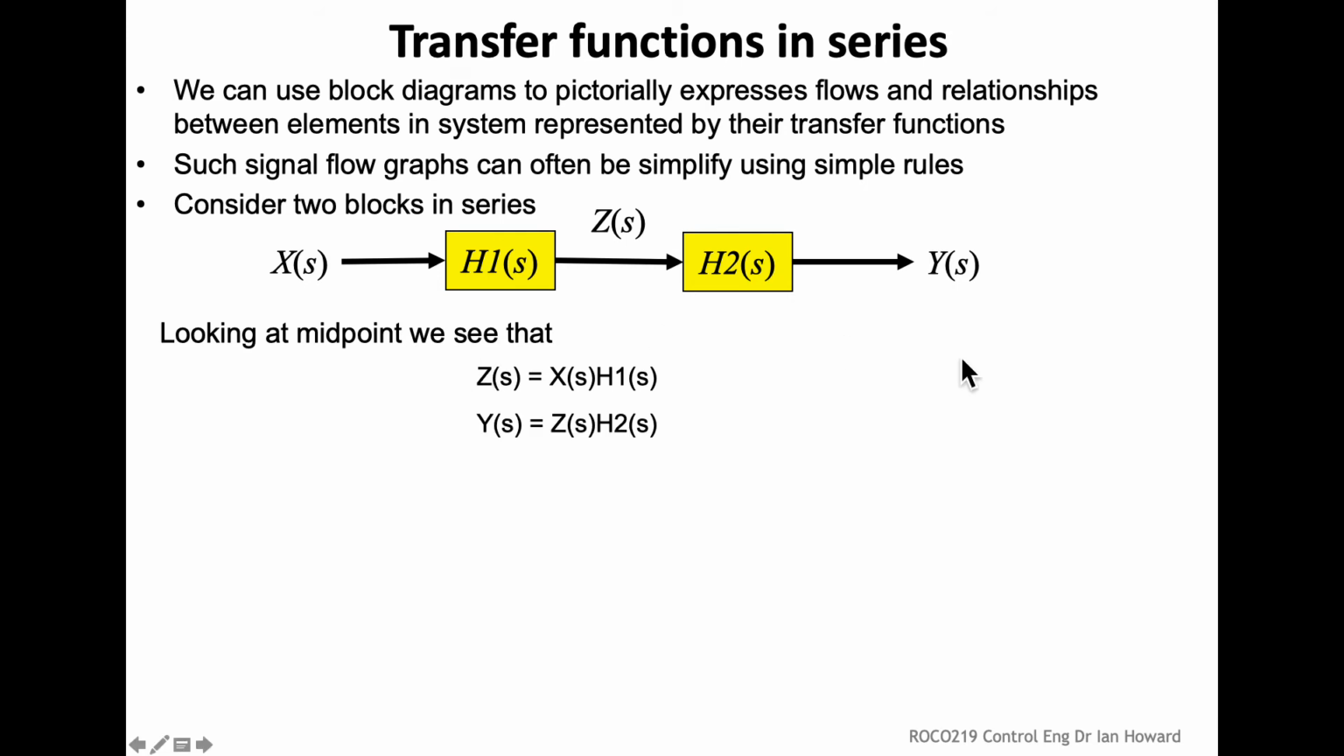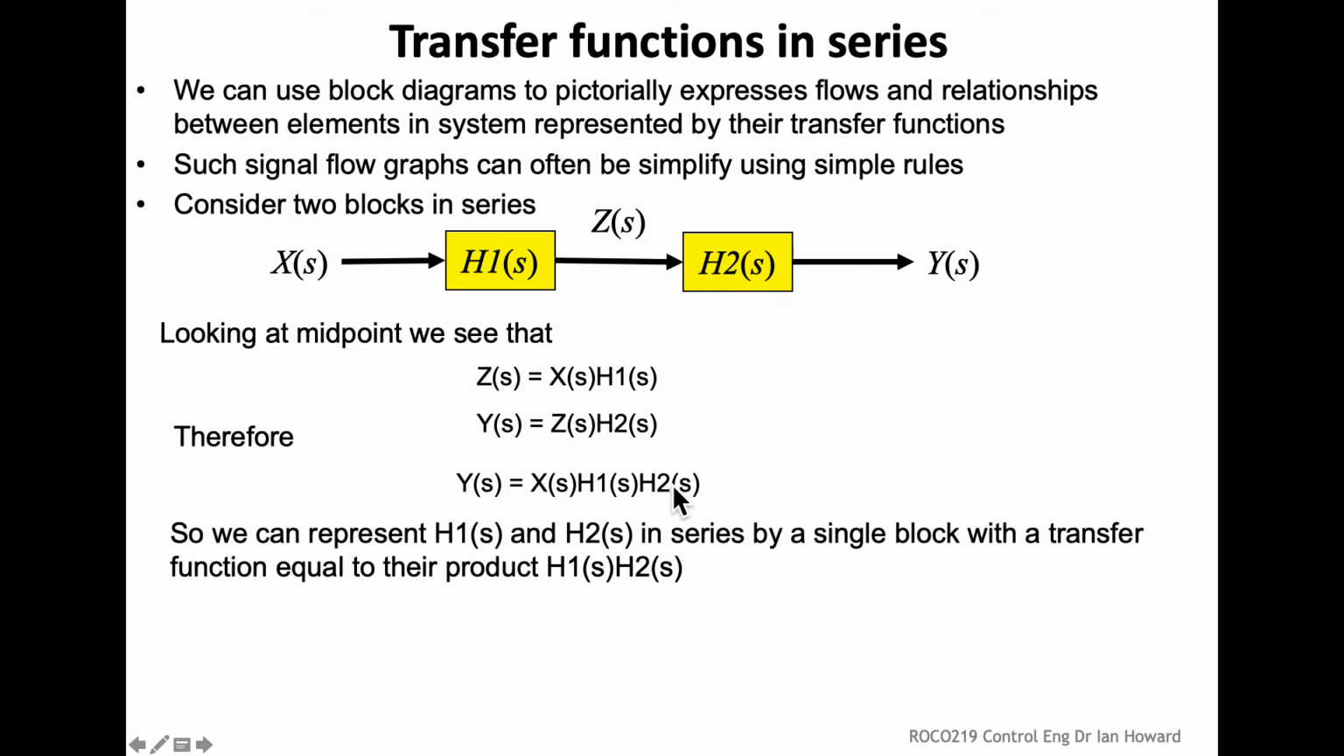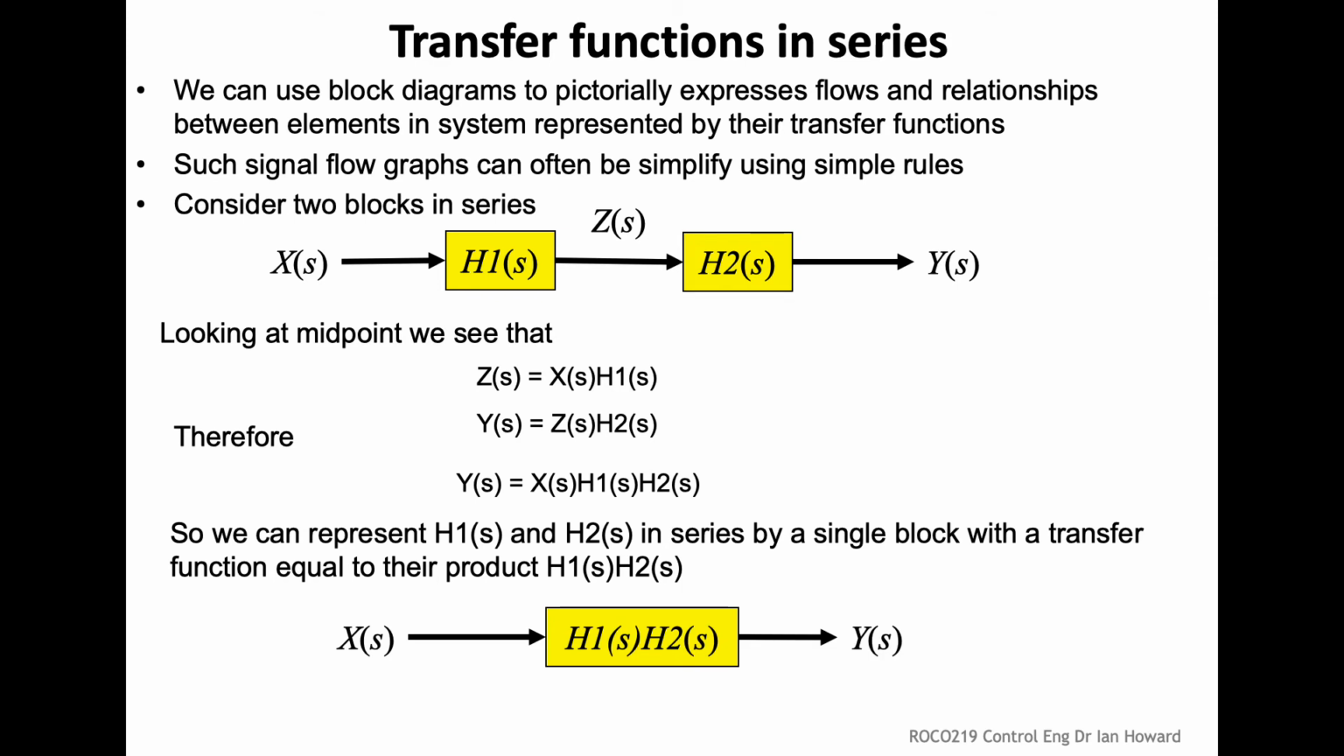And then the second part, the Y(s), is going to be just Z(s) multiplied by H2(s). And we can substitute then the Z(s) into the second expression, and what we end up with is Y(s) equals X(s) H1(s) H2(s), right? So it's quite clear that we can consider going through H1(s) and H2(s) as just going through another block, which is just the product of their values. And that will generalize to multiple blocks in series. So that's a very, very trivial way of combining things in series together, just by multiplying their transfer functions.